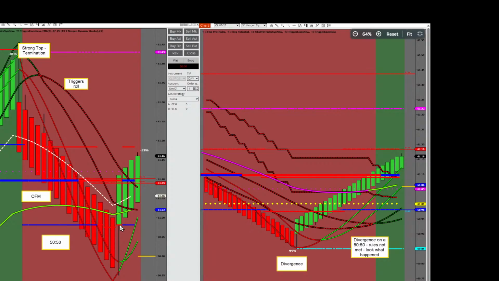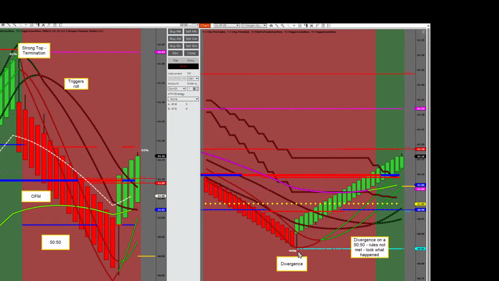The only reason you would even define it as a 50-50 trade is because of the strong triggers. We're relying on momentum to break this area. Does that make sense, everybody? The path isn't clear yet, so we're relying on those strong triggers to give us the potential to break it.